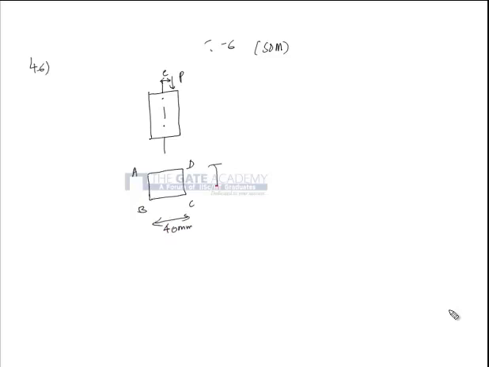Let's discuss question number 46 from TS6, and the topic is strength of materials. A column is given, and an eccentric load is applied at a distance E from the axis. The cross section is square, 40 by 40 mm. What is asked is the stress developed along HCD.